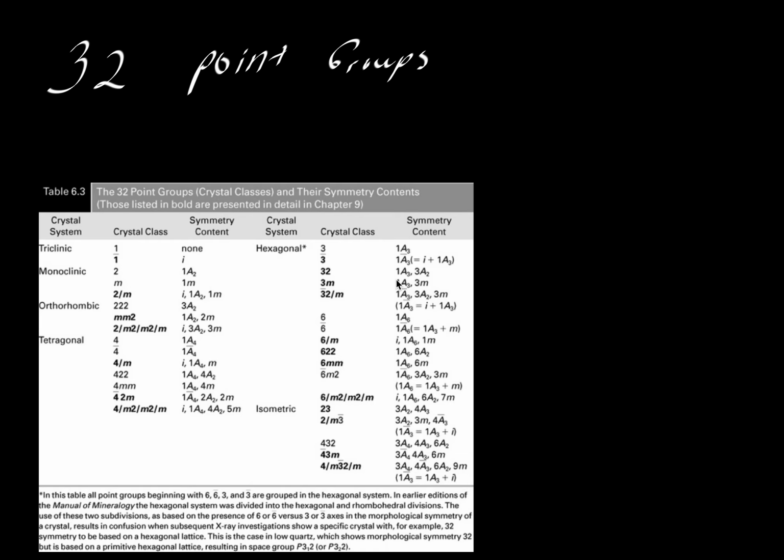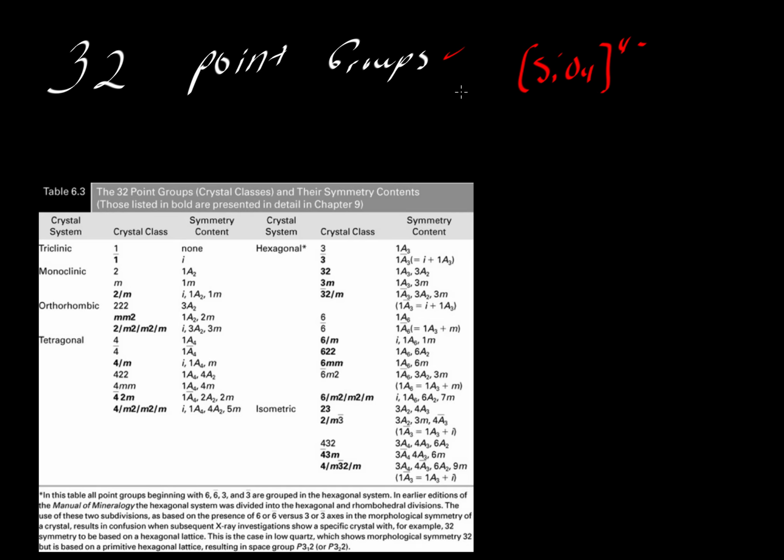Hi everyone, so in this video we're going to look at the 32 point groups. Now this is a very important classification scheme that accounts for the structure of minerals. Now we've looked in another video at how minerals are classified, and the major grouping is according to chemistry. So we have so-called silicates, which have SiO4 anionic units, and then we have phosphates and tungstates and sulfates, etc.